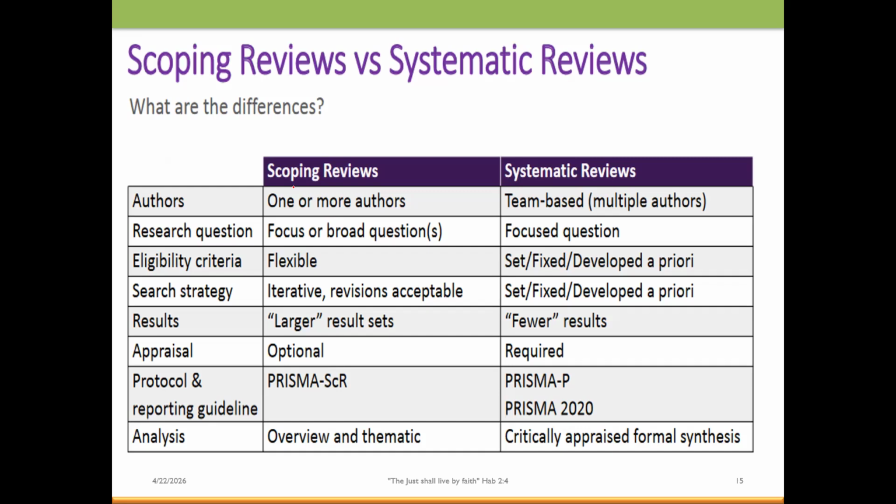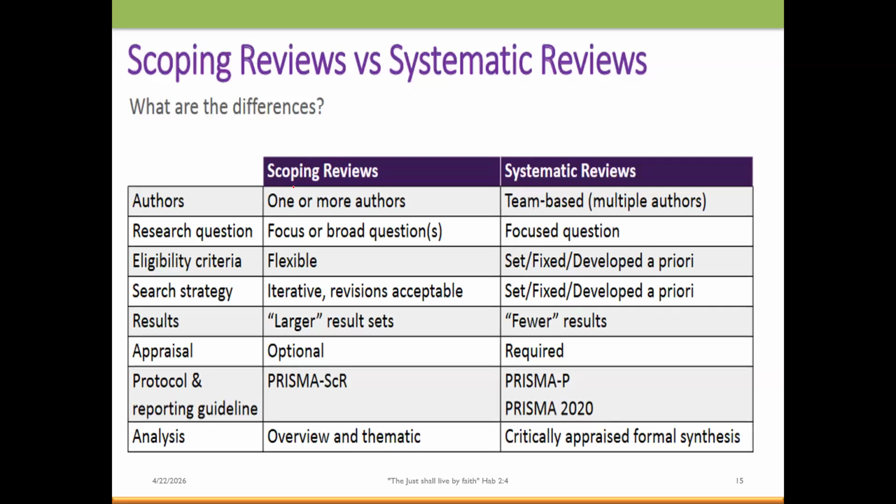So here we have, of course, more clear differences. When we look at scoping reviews and systematic reviews, authors in scoping reviews can be one or more authors, but in systematic reviews, these have to be team-based. But this depends, really. Then the research question: in scoping reviews, they can be focused or broader, but in systematic reviews, they are focused and specific.